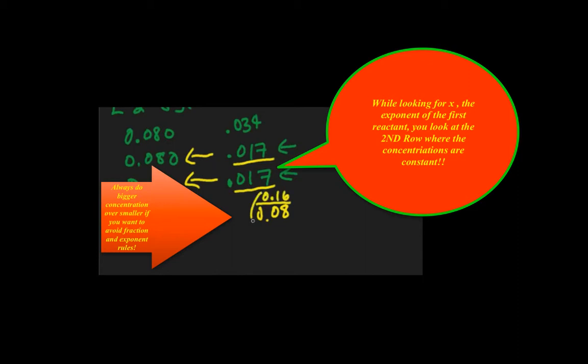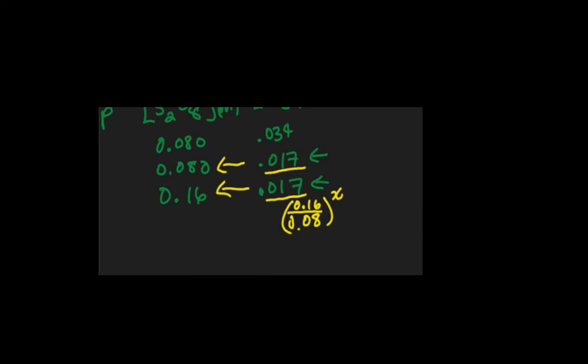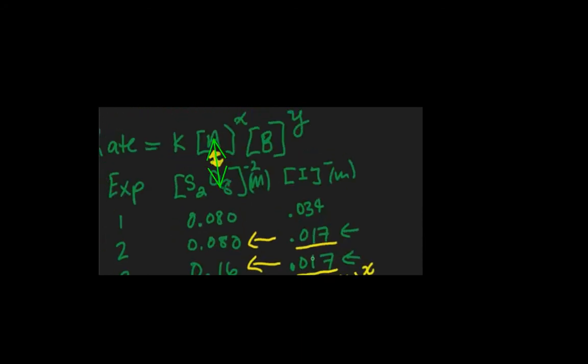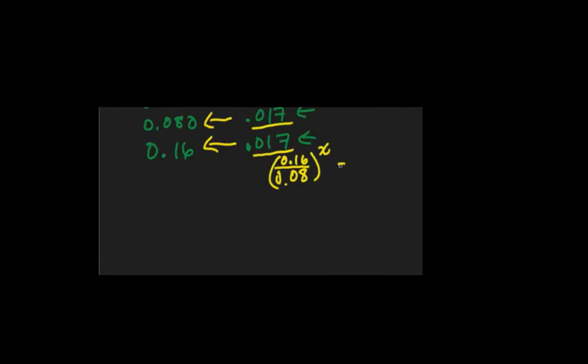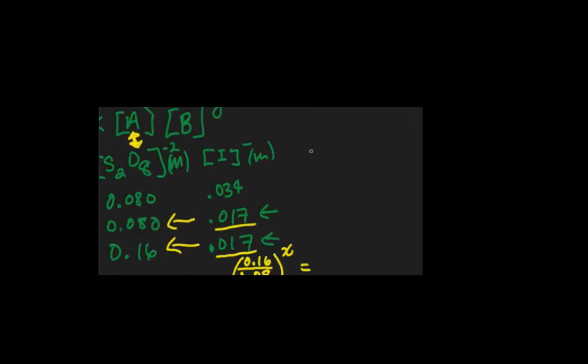Let's do the bigger one over the smaller one. And it's going to be raised to the X. Why did I choose X? Because I'm equating the first column to A, second column to B. Okay, and then I set it equal to a ratio of their rates, which I did not write on this table. Let me write those down real quick. So the rate for each one of those experiments.